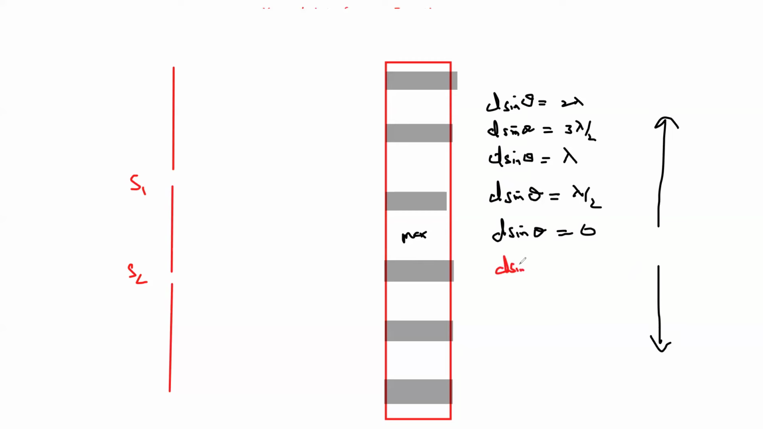If we go down below the central maxima, d sine theta will be what? It will be equal to lambda by 2 for the first minima. For the first maxima, d sine theta is equal to lambda. For the second minima, d sine theta will be equal to 3 by 2 lambda. Then d sine theta will be equal to 2 lambda, and so on. So the d sine theta remains the same. The only difference is that the position changes. According to the position where the image is formed, the path difference comparison changes.